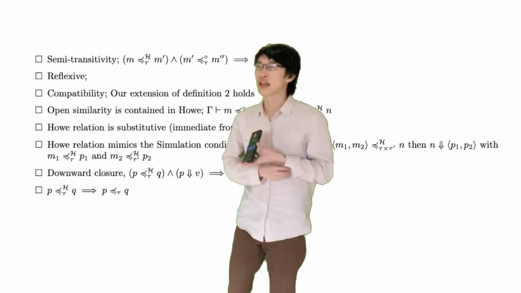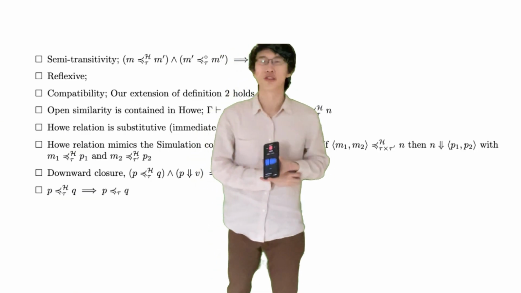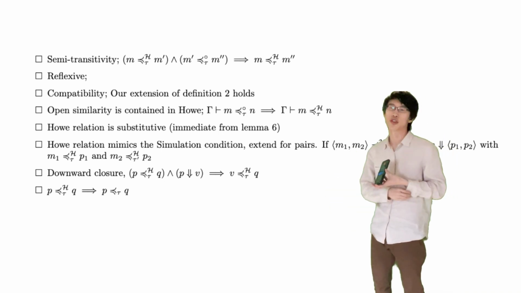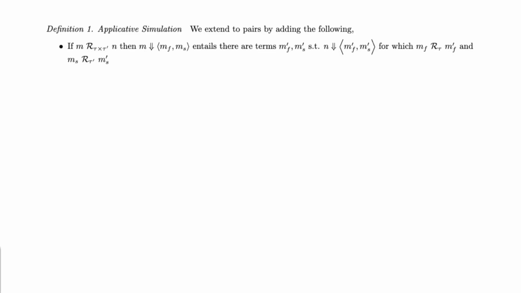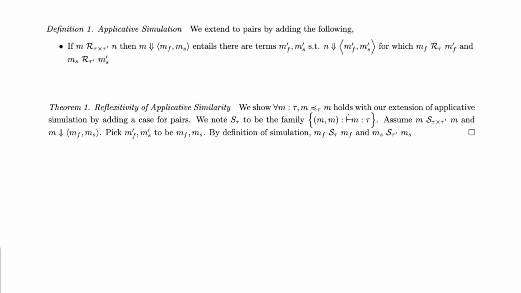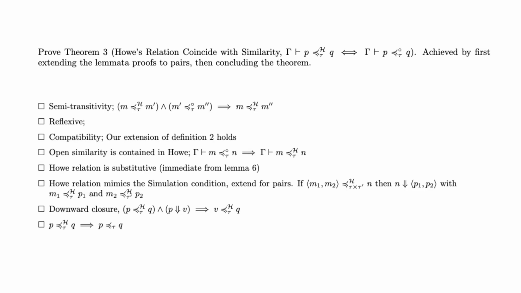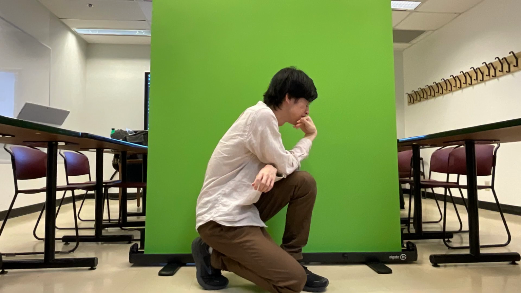In order to show that the Howe's relation extended to pairs still coincides with open simulation, we will be going through the same proof structure presented in the paper. This involves extending applicative simulation to lazy pairs, and showing applicative similarity remains reflexive, then extending the definition of a compatible relation, and last but not least, showing Howe's relation coincides with open similarity by proving the sublemmata, then concluding with the main theorem. Now we will discuss the proofs of these lemmata.